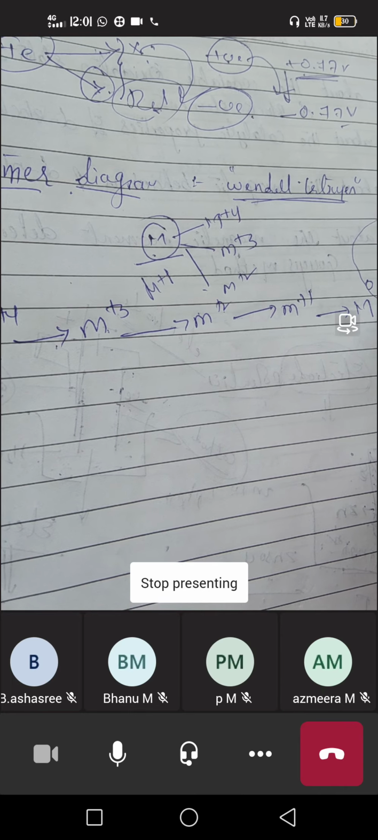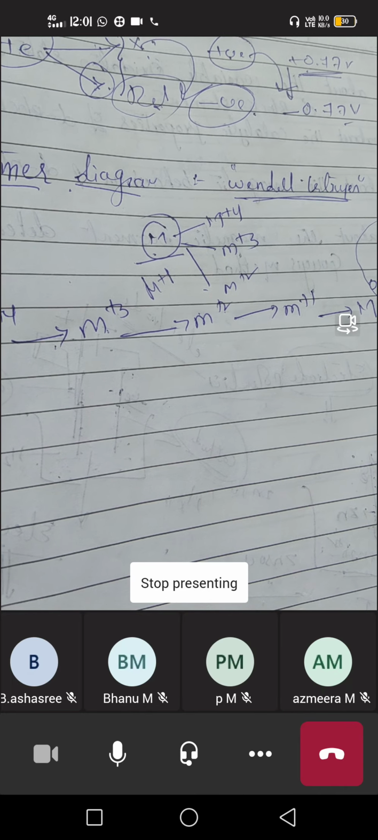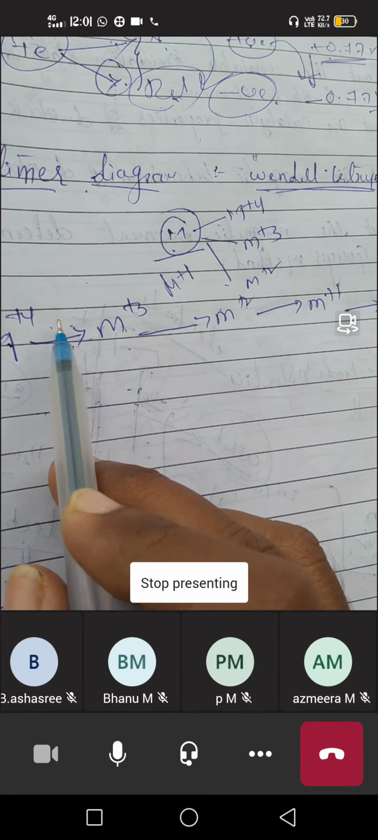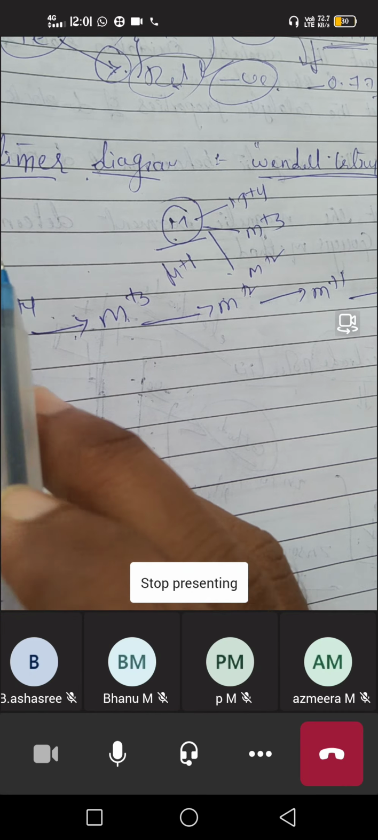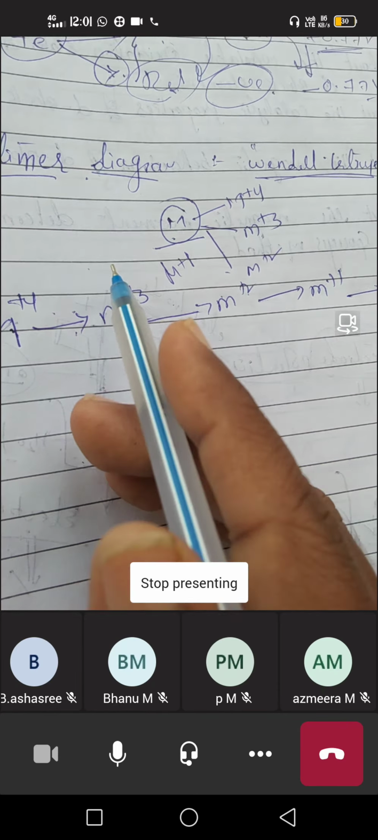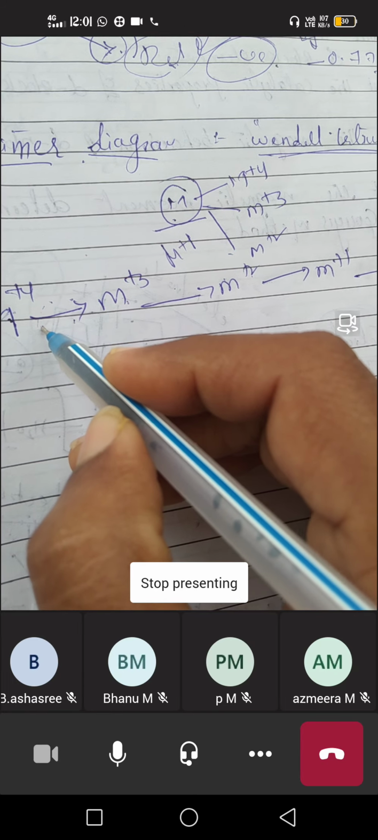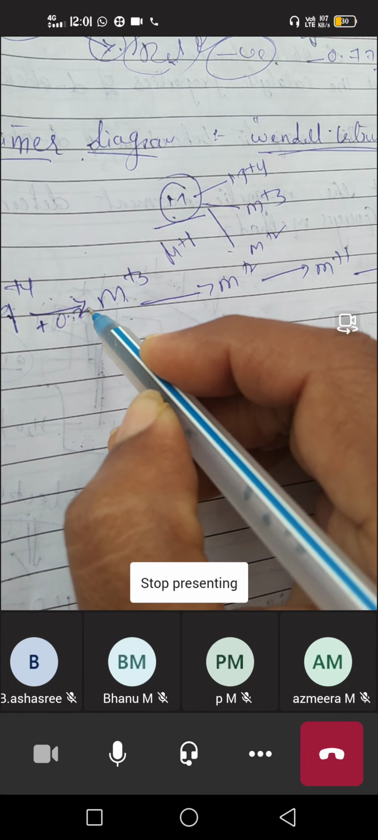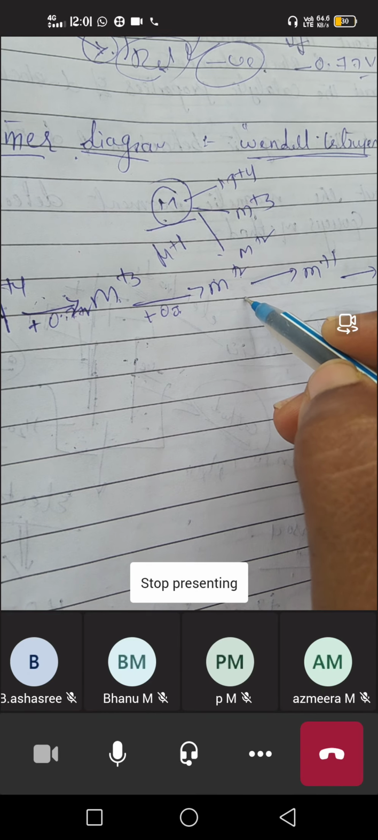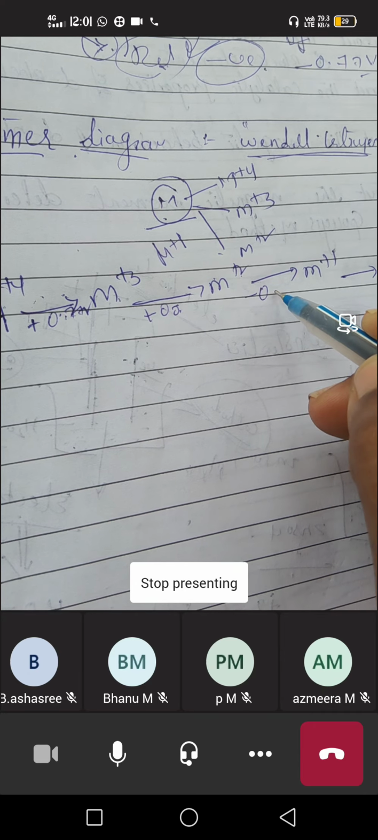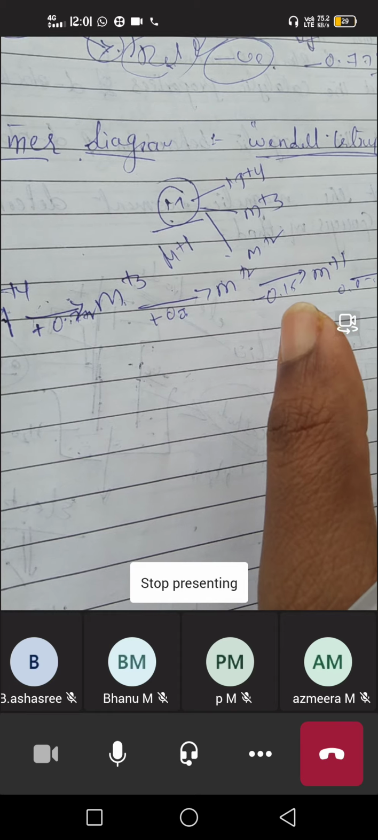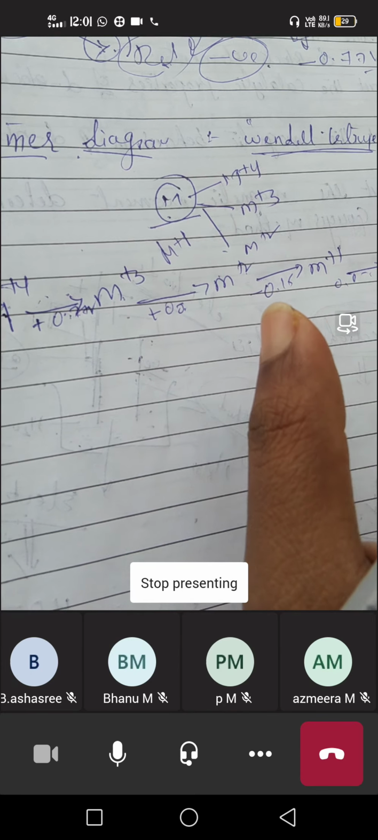We end up with the zero oxidation state containing metal. So we have to put an arrow mark between the two neighbors. These are the two neighbors. So we have to put the arrow mark. On the arrow mark, we have to mention the standard reduction potential value, that may be positive or that may be negative. So plus 0.77 volts, next plus 0.22, or minus 0.15, or minus 0.50, like this. These are the standard reduction potential values. So we have to mention them on the arrow mark.